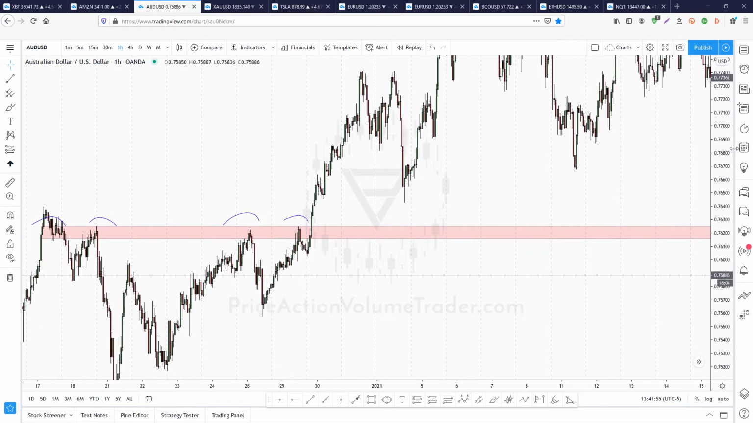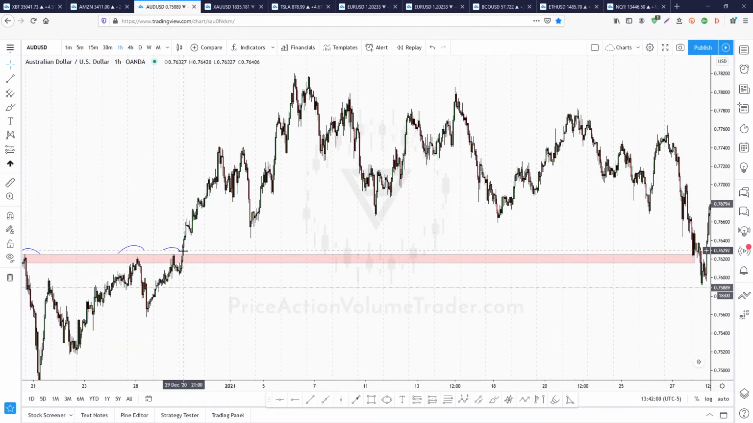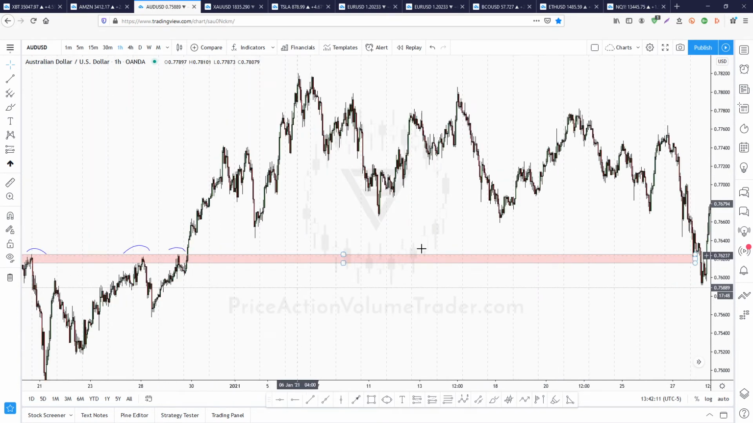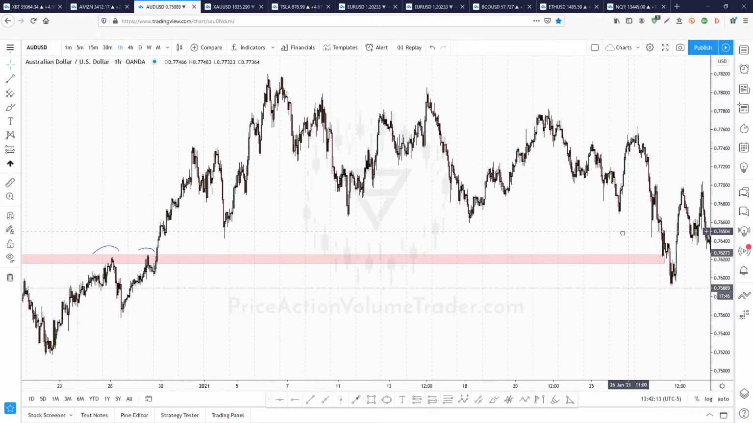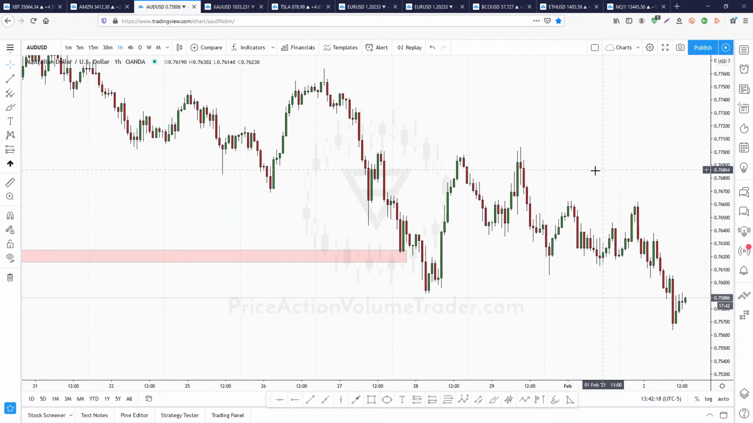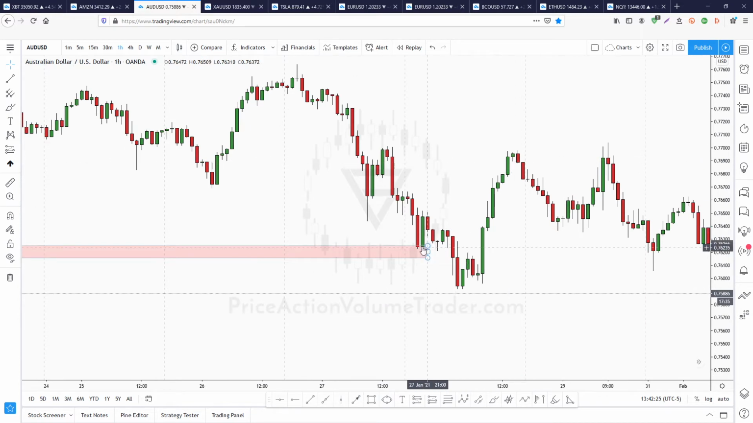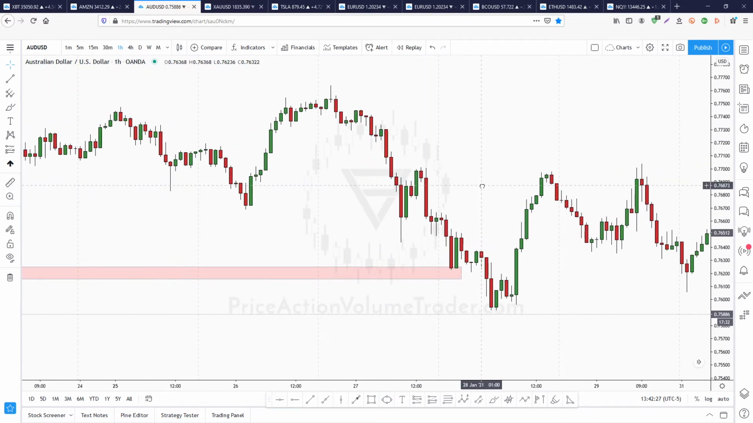So now look at all this time that has passed between the tests. We broke out on December 29th and it came back on January 27th. So there's an entire month before we visited back this level. And now let's go look at the reaction here. I mention this because we did get a reaction off of it. You can see we had a bounce off of it.